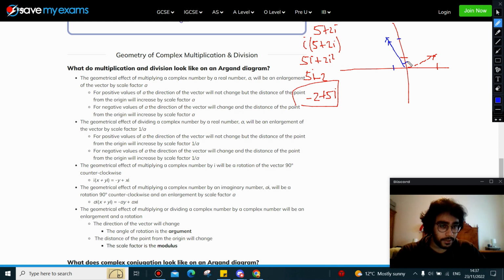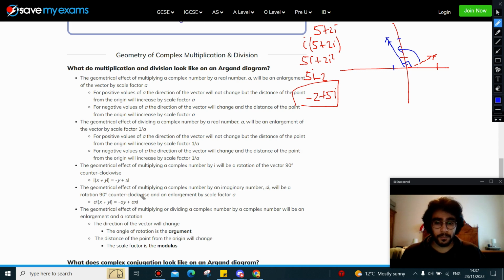And if you check it out, the angle between the red and the blue vectors will be 90 degrees, and it is counterclockwise. So the geometrical effect of multiplying a complex number by the imaginary number i will be just a rotation counterclockwise of 90 degrees.